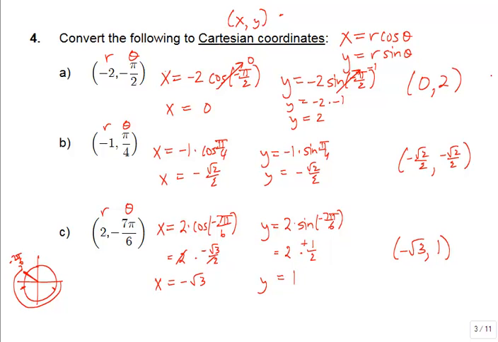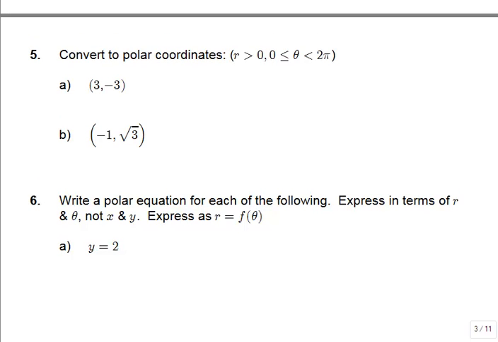Okay, so in these 3 examples, we started with polar coordinates, and we plugged into these 2 formulas here to find our Cartesian coordinates. Now we're going to go in the opposite direction. So we're going to be given x's and y's, and we're going to try and figure out what our r's and thetas are. And this particular problem asks us to use positive r's and thetas between 0 and 2 pi. So this is my x, and this is my y.